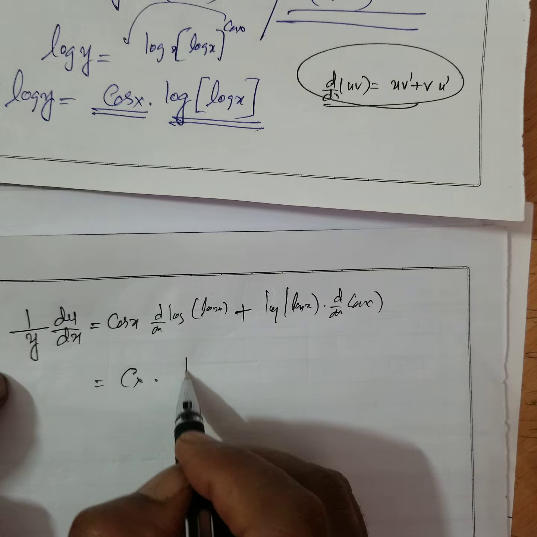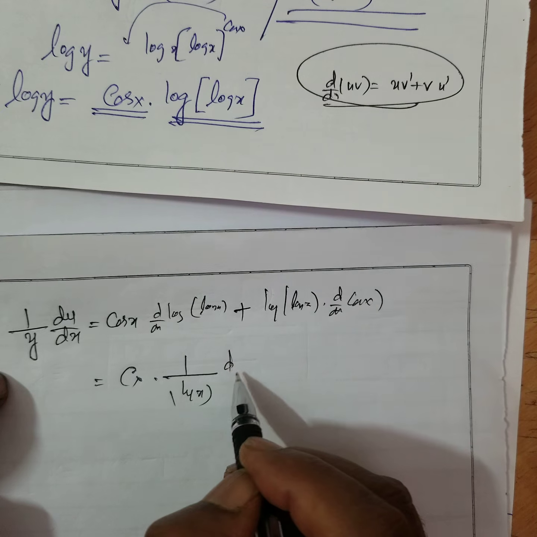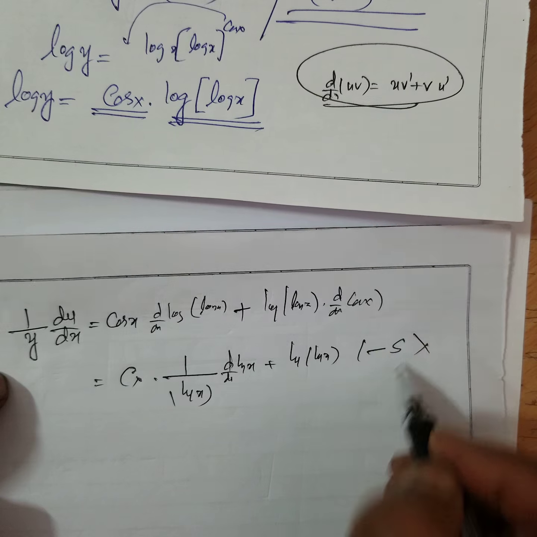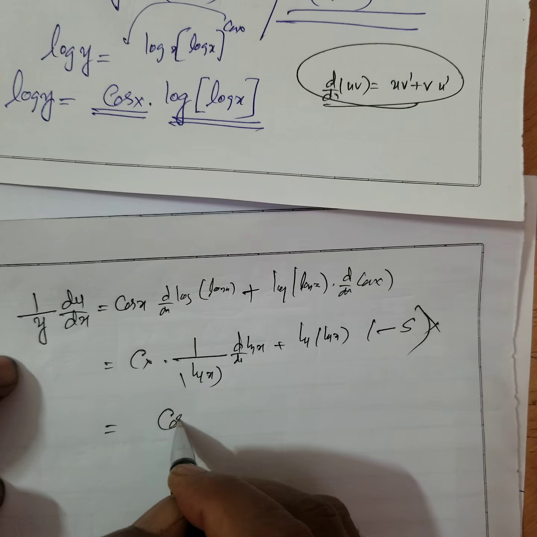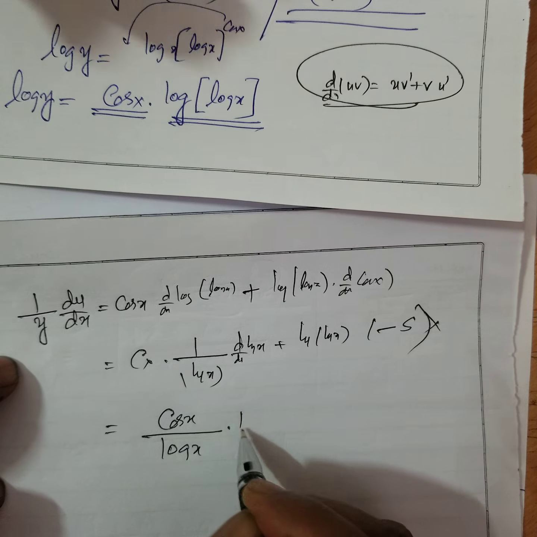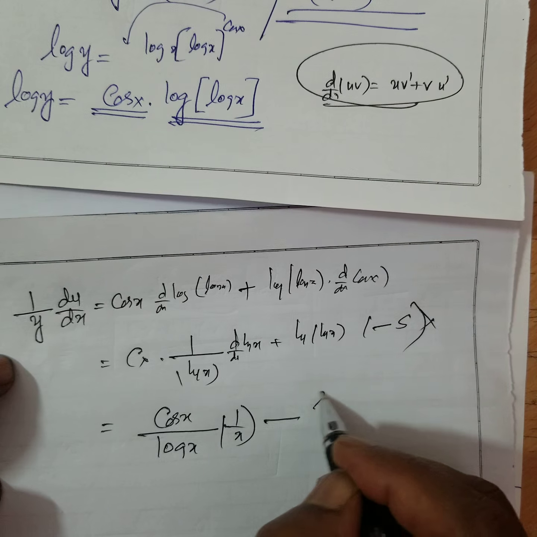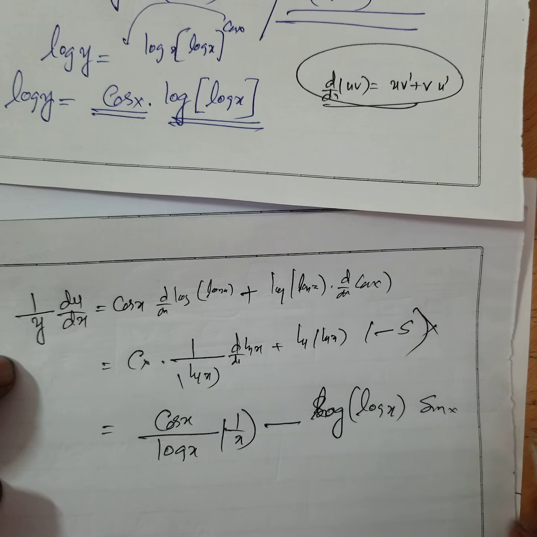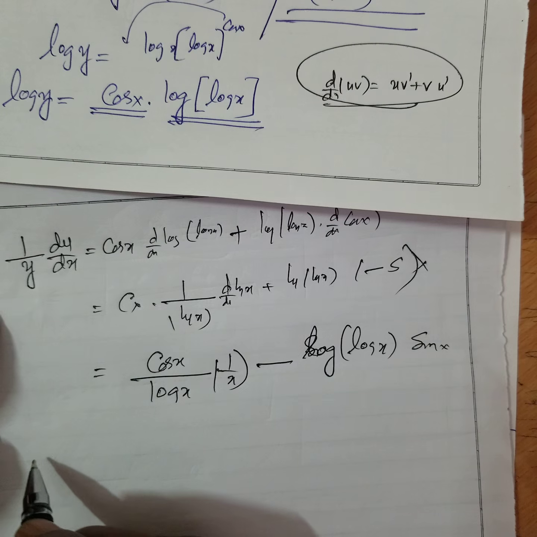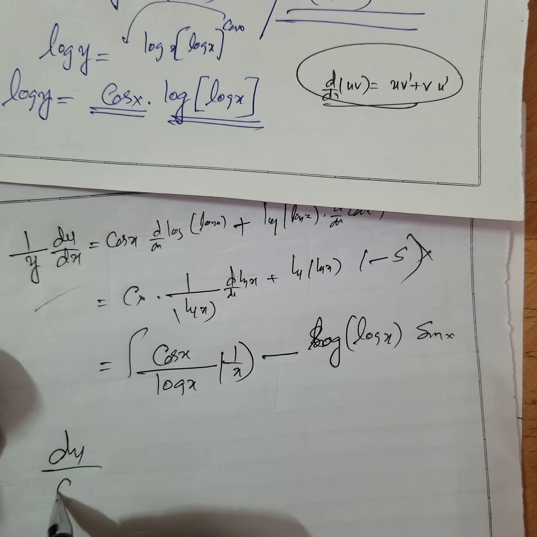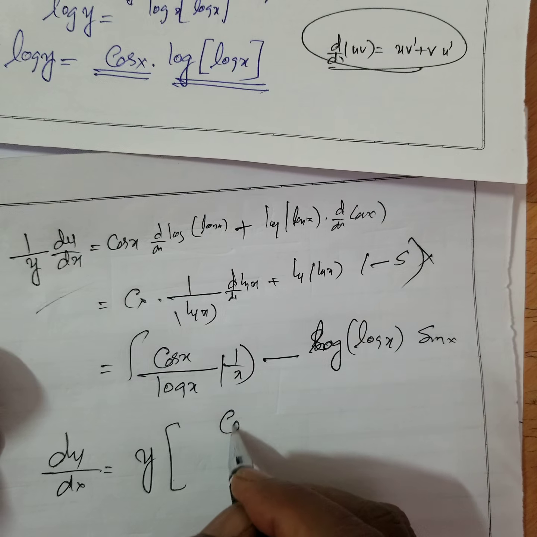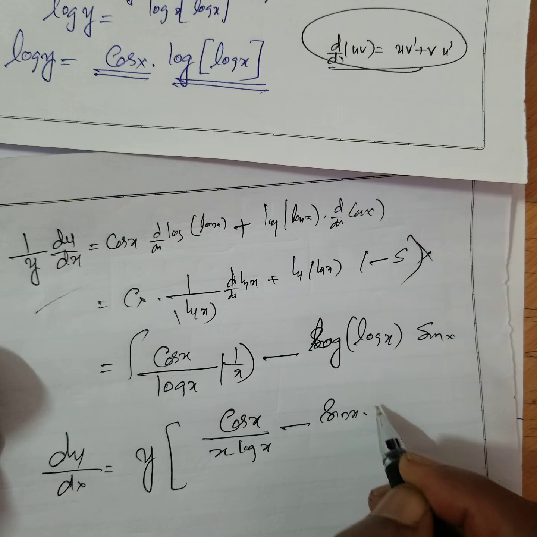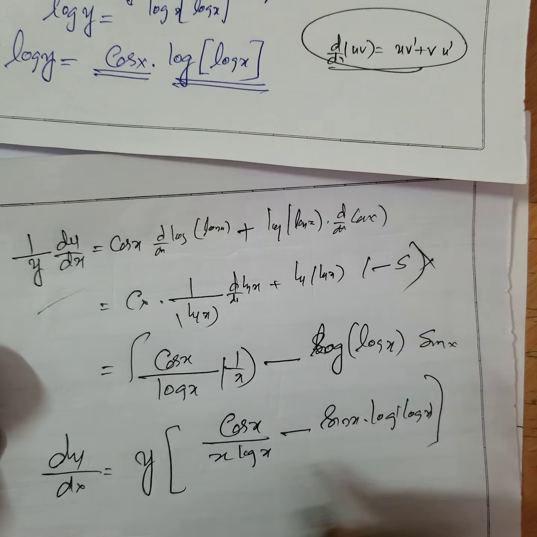Cos x into: log box is 1 by box, so 1 by log x into the differential coefficient of log x, which is 1 by x. Plus log of log x into minus sin x. Therefore, cos x by log x into 1 by x, minus log of log x into sin x. Therefore the answer is this one. You transfer this y to the other side. Therefore dy over dx is equal to y into cos x by x log x minus sin x log of log x. How is this? Easy.